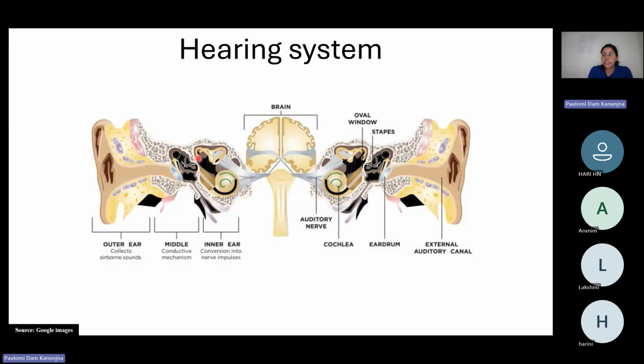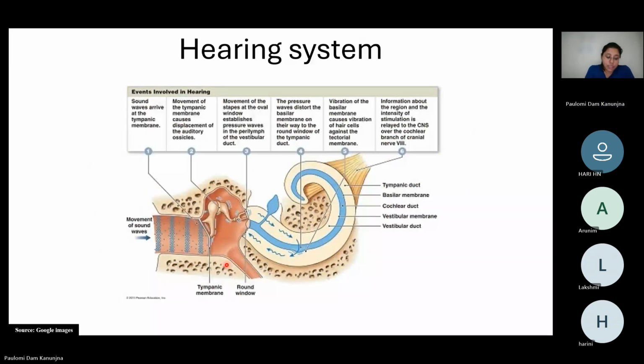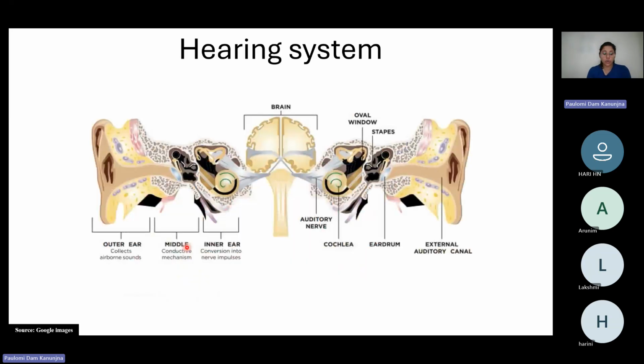The middle ear, which we know consists of the three bones, is responsible for the conductive mechanism, which conducts the entire sound and gives it to the inner ear. And the inner ear converts these into nerve impulses, which is basically what allows us to respond to that particular sound.